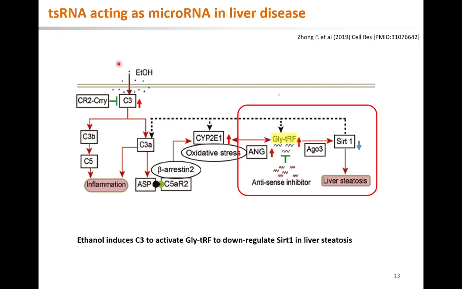For example, chronic feeding of alcohol increases complex C3 levels and induces oxidative stress and angiogenin. The increased glycine TRF generated by the angiogenin silences sirtuin mRNA, or SIRT1. SIRT1 downregulation causes liver steatosis and liver injury.